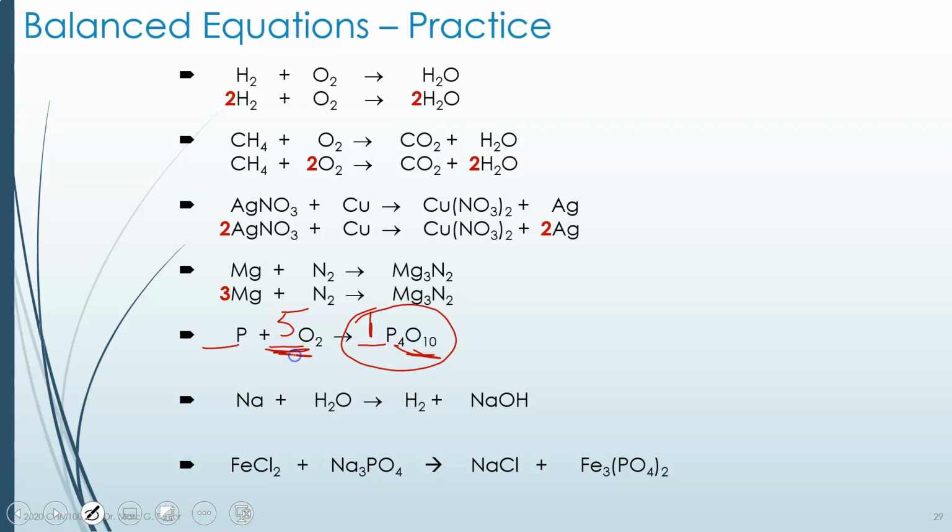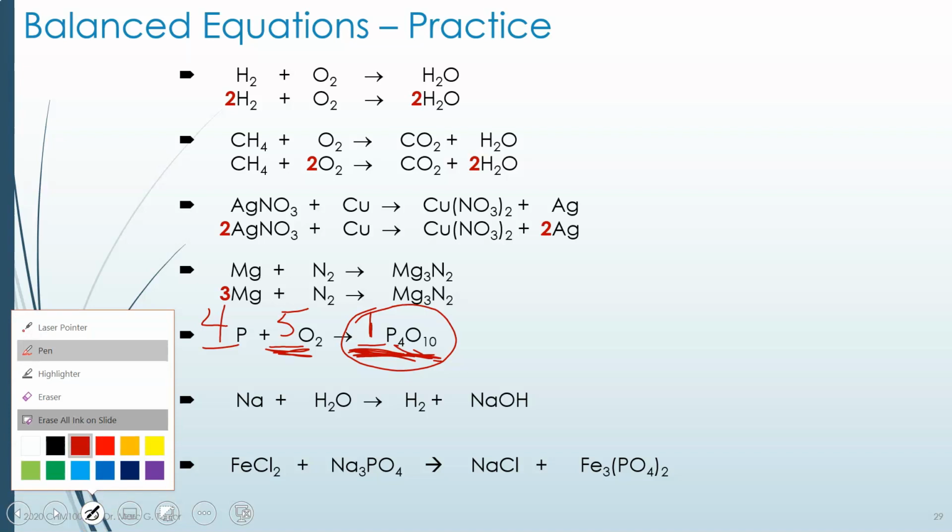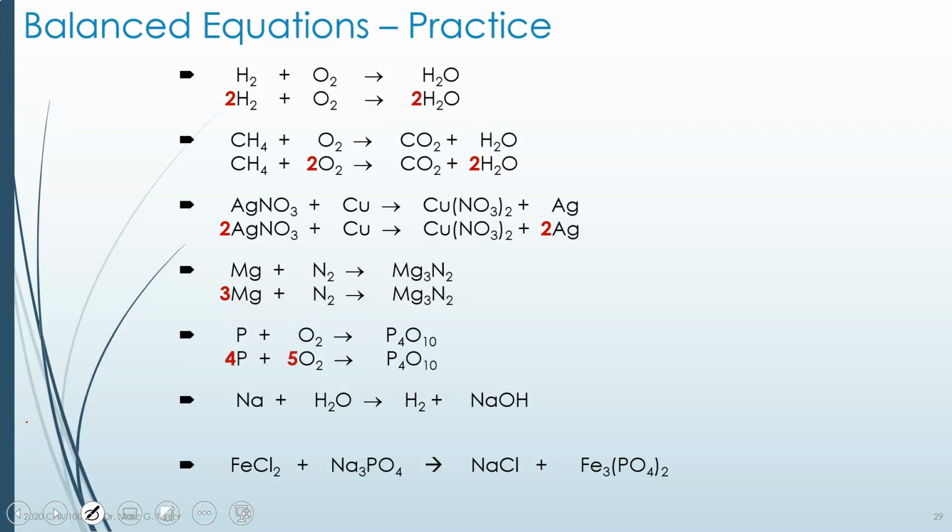I know this ratio is 5 to 1. That's set. It might be higher numbers, but the ratio will be 5 to 1. Now I know how many phosphoruses I need. I need 4 phosphorus atoms, so I can just fill in the 4, and now I know the ratio is 4 to 5 to 1, and that, in fact, is also the simplest version of this balanced equation.